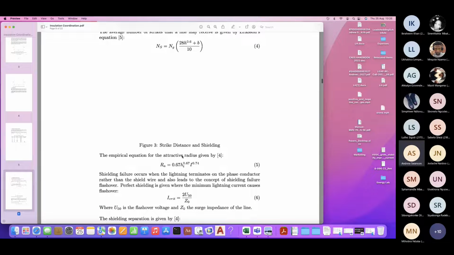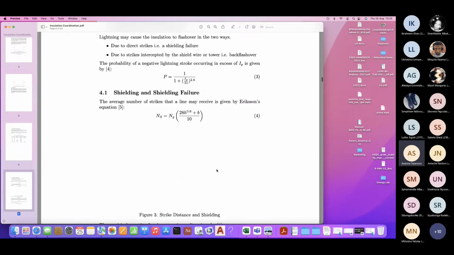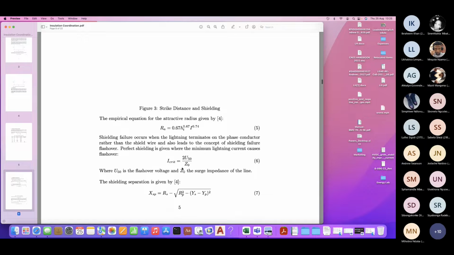The empirical equation for the attractive radius is given by RA equal to 0.67 HT, 0.67 I to the 0.74. So let's start looking at those 3 equations, and then I'll move backwards to that one.